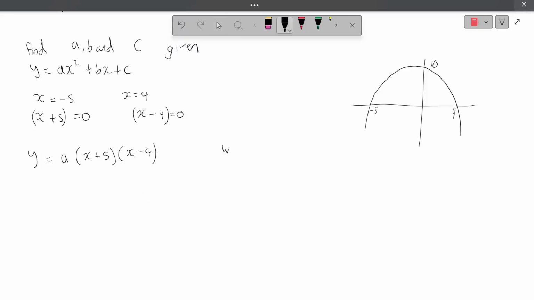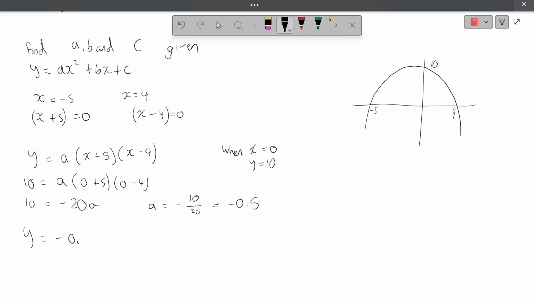Then we go that when x equals 0, y equals 10. So 10 equals a, bracket 0 plus 5, 0 minus 4. Well, that means that 10 is minus 20a. And therefore a is minus 10 over 20, or equals minus 0.5. So then we have y is minus 0.5 lots of x plus 5, x minus 4.